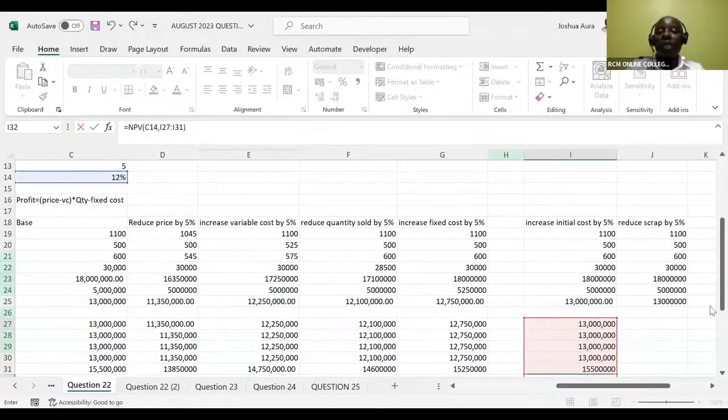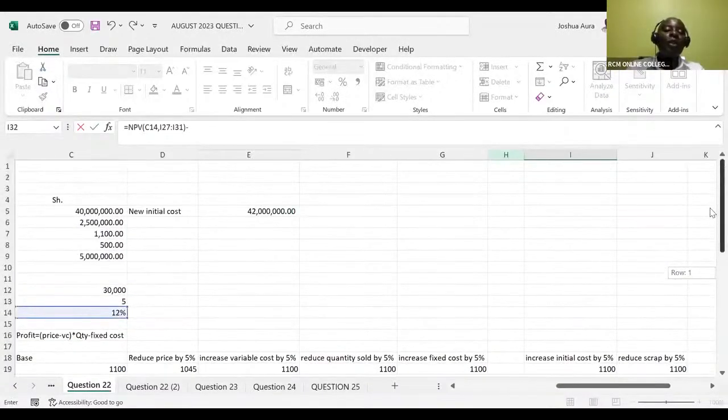So after closing brackets, then what do you have? You'll come and say minus the initial outlay. So what is the initial outlay? It is the new initial outlay, because this time around we're doing sensitivity of the initial outlay. So say enter like that.